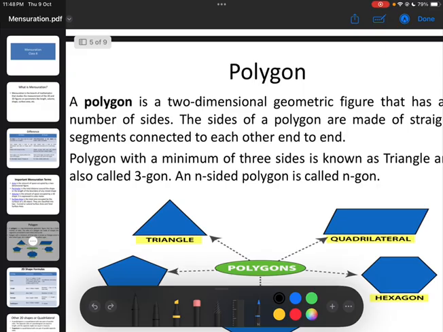Such as you have a triangle shape. How many lines are connected? 1, 2, 3 and 4 and make a rectangle shape. A polygon with a minimum of 3 sides is known as a triangle, which has 3 sides, and also known as a trigon, because poly is for n sides, and an n-sided polygon is called an n-gon. Then if we have a triangle, 3 sides, 3-gon, 4 sides, 4-gon.